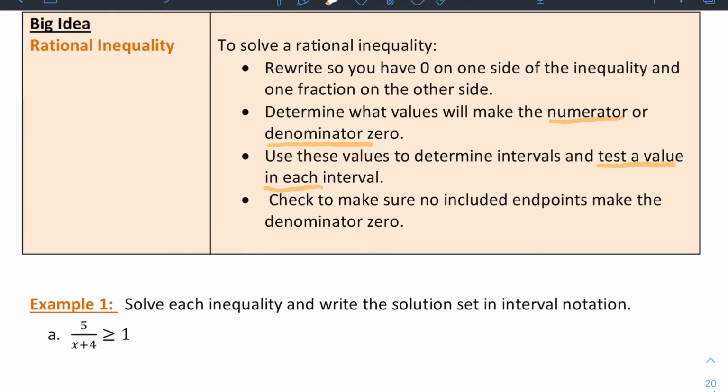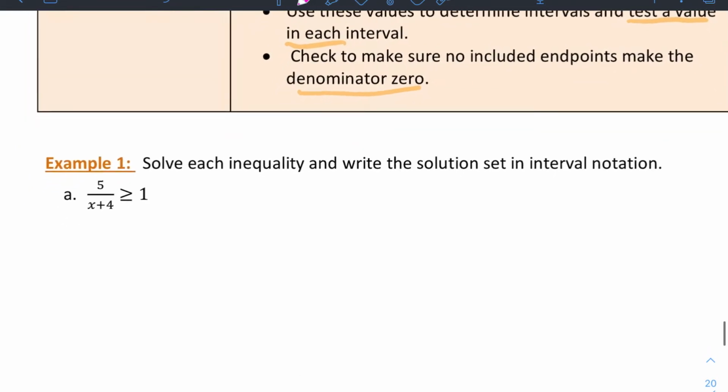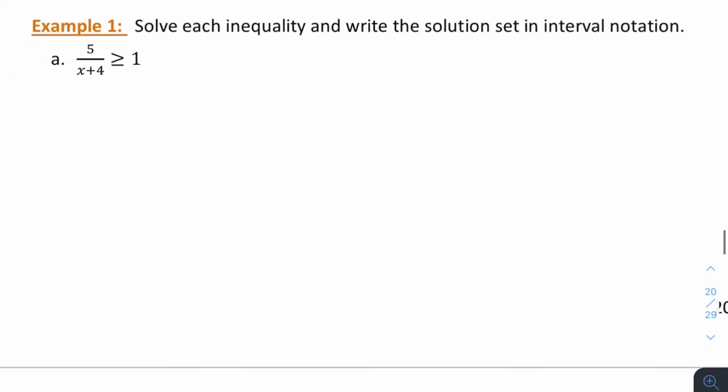One thing we do have to check is to make sure that no endpoints that are included with a less than or equal to or greater than or equal to make our denominator equal to 0. If they do, we're going to have to exclude them because we can't divide by 0.